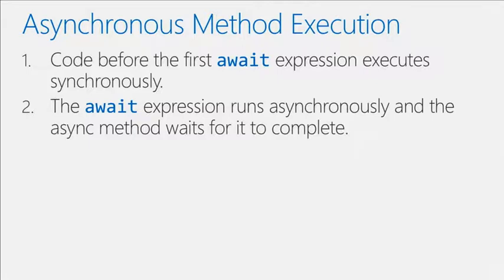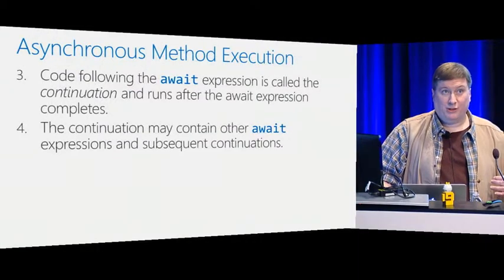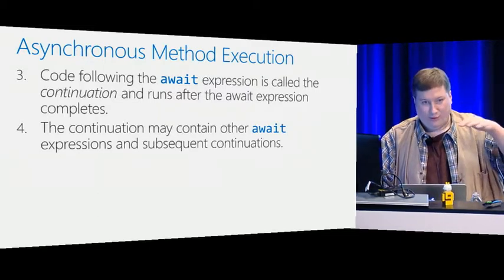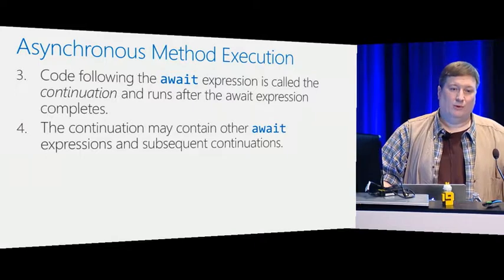And so basically, to recap, the await expression executes some code asynchronously, and then the await expression waits for it to complete, even though we've also returned to the calling method. The code following the await expression is called the continuation, because the await expression returns to it to continue running after the asynchronous operation is complete. The continuation after the await expression can contain other await expressions and their continuations. So you can stack await continuations, or you can put the await in a loop and just be looping around that same await.